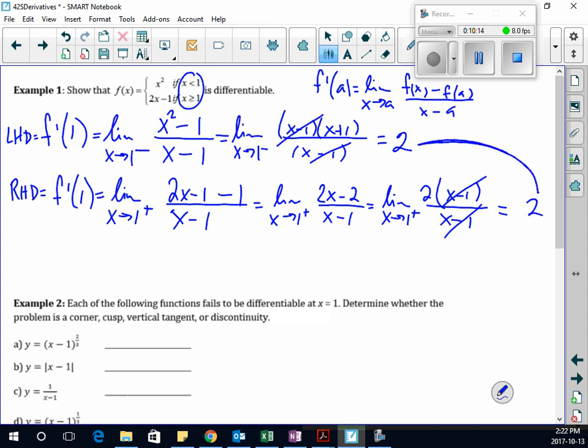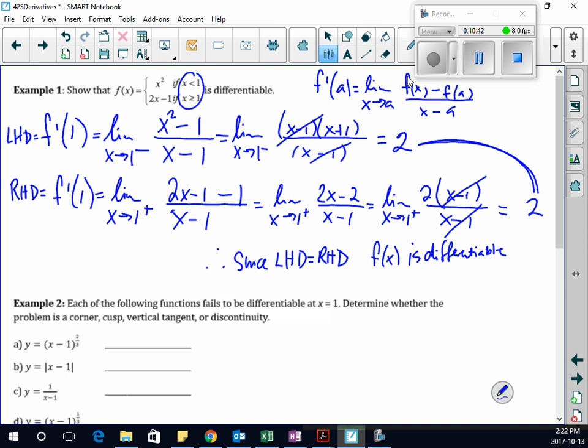Hey, they are the same. That means it is differentiable. Since left-hand derivative equals right-hand derivative, f of x is differentiable.